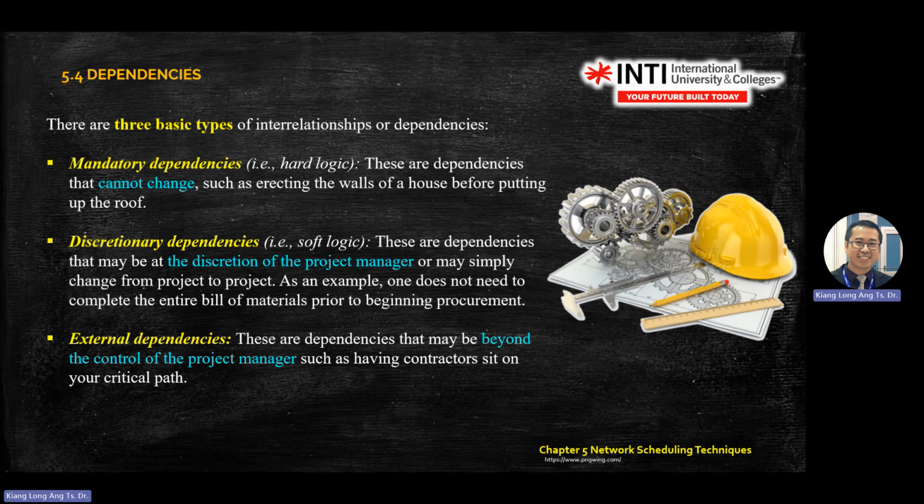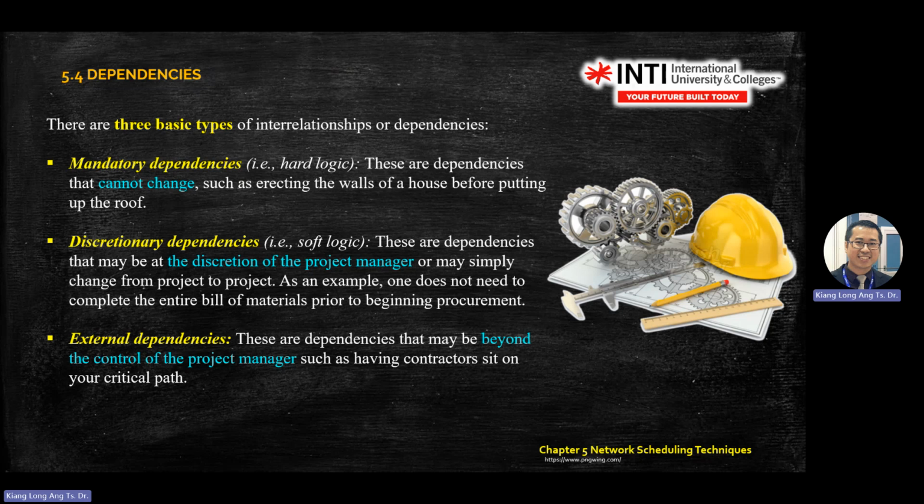There are three: hard logic, soft logic, and beyond control. Mandatory means it cannot change. For example, building the wall of the house before putting the roof is mandatory. You need to build the wall first before you put in the top. It's a simple logic. Hard logic means it must happen. For example, when you cook, you must cut the veggies first before you can cook the soup. The process must be there.